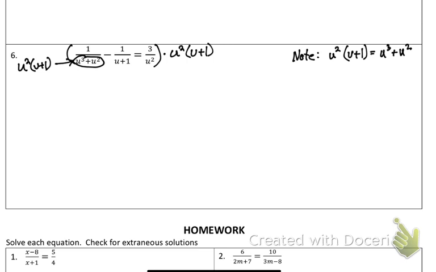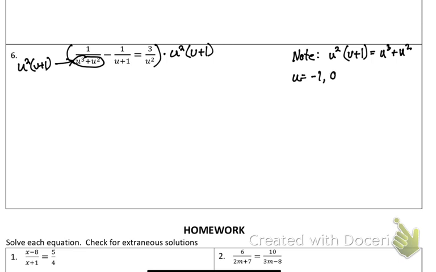I'm also going to note what values don't work. Okay, let's go through this. That u plus 1, I know u can't be negative 1, because that would make that u plus 1 0. U squared, well, the only thing that would make that 0 is if u was 0.